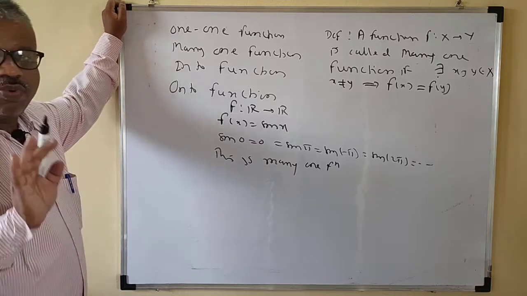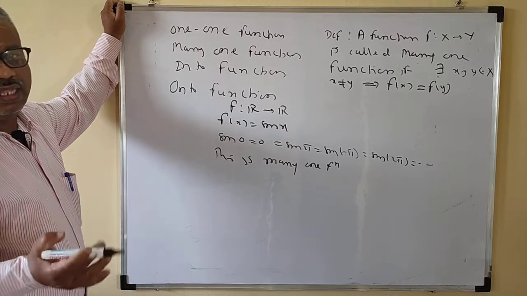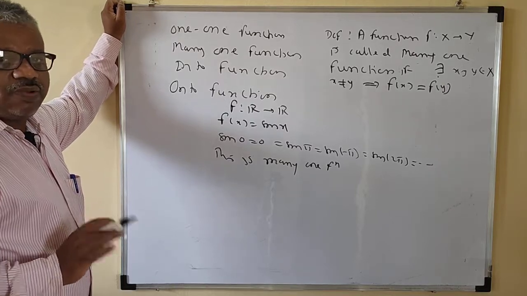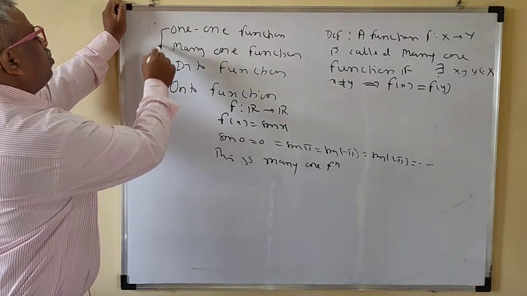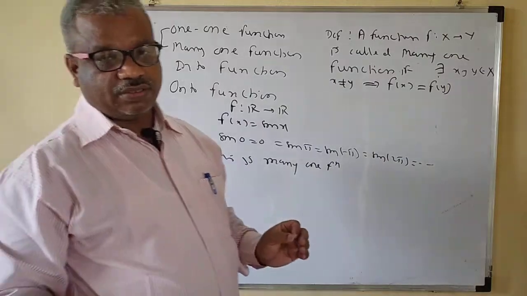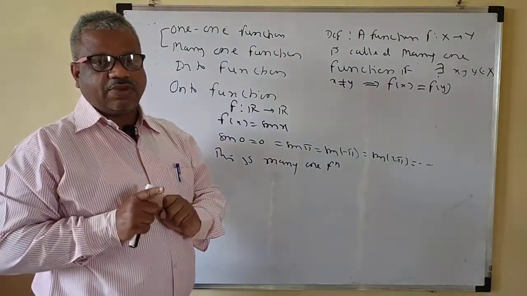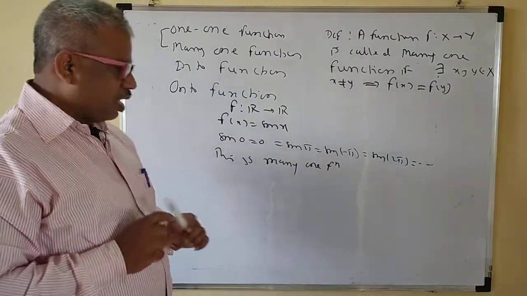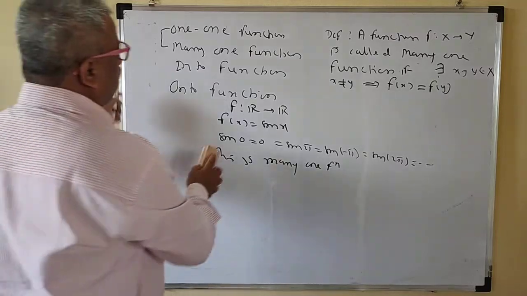That means a function is either one-one or many-one. If it is not one-one, then it is many-one. If it is not many-one, then it is one-one. One of these holds, right? So the function is either one-one or many-one. Now we will see what we mean by into function and onto function.